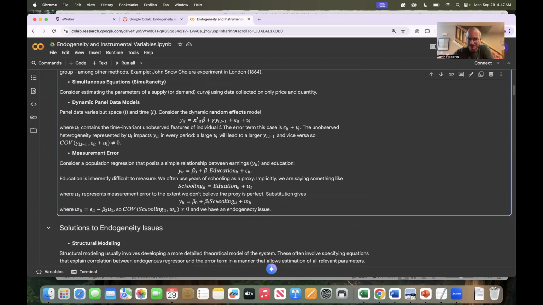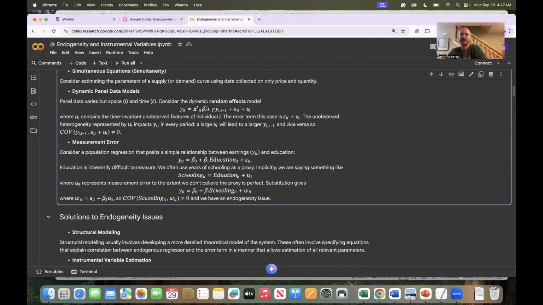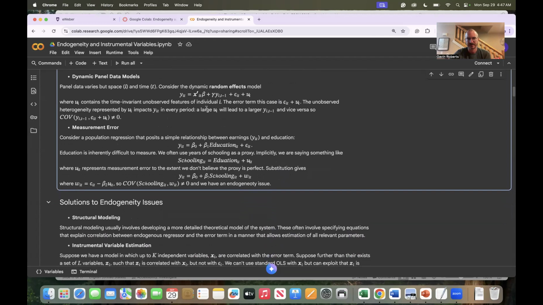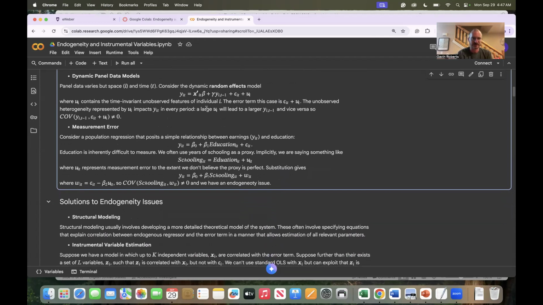So, of course, we've already looked into simultaneous equations like demand and supply quite a bit. So consider estimating the parameters of supply and demand, which you've already considered several times. If you only collected price and quantity data, that would be an issue. So I won't go into the details of that one because you've had some experience with that one already. Another place this shows up is in panel data regressions. So panel data, and specifically dynamic panel data models.